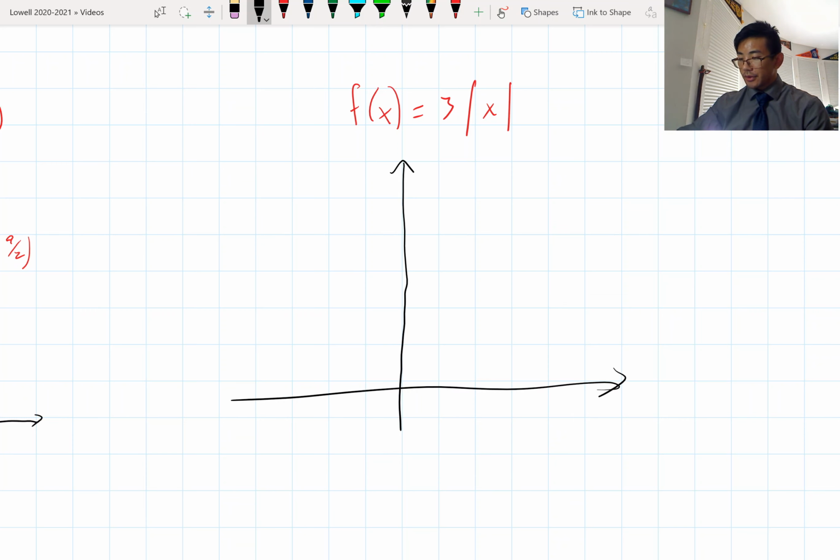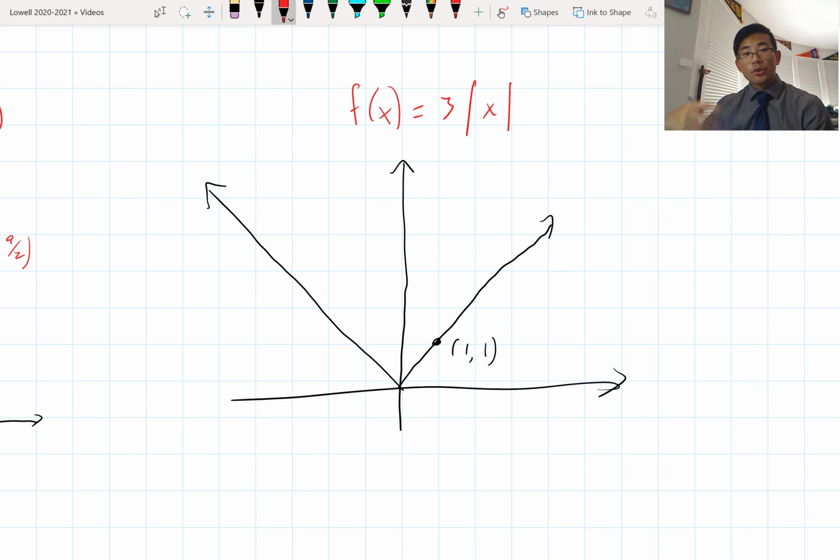Once again, sorry it's so messy, my parent function is absolute value of x, like so. And so now, if this point is at 1, 1, then the new corresponding point is at 1, 3.